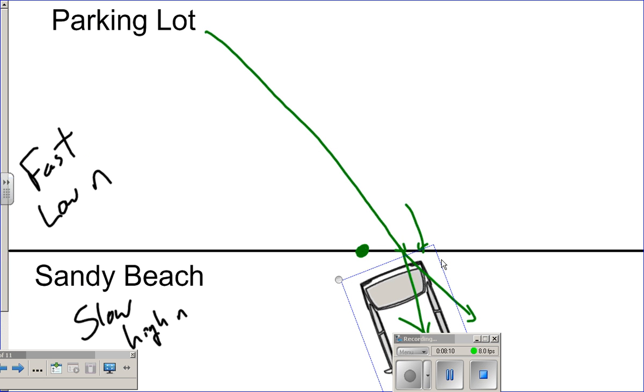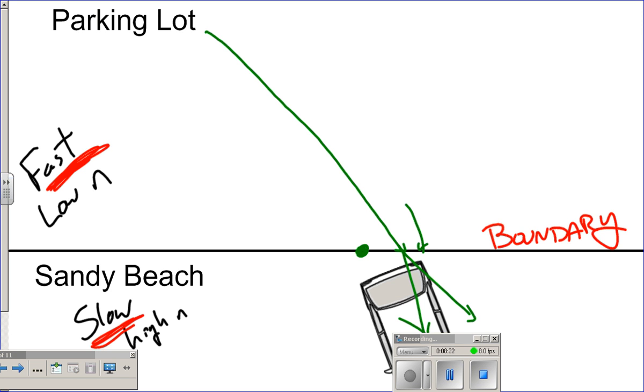It's caused by the change in speed as it goes from our first medium to our second medium. And this idea that I've got drawn here is going to be huge. This line here is what we're going to call the boundary between our two mediums, two media. So every time we make a drawing, we're going to start with that boundary, okay? And then we'll talk about how the light bends.